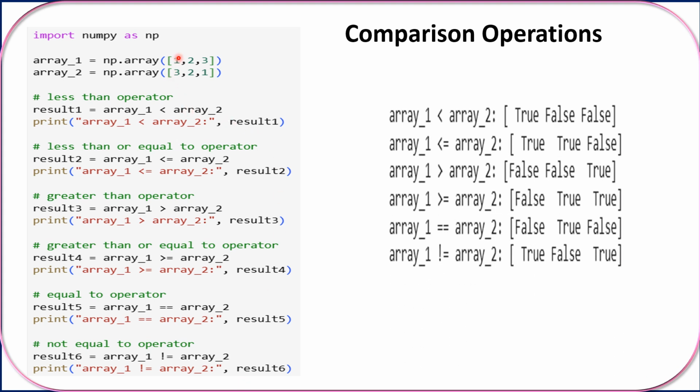Yeah, 1 is less than 3, true. 2 is less than 2, false because it is equal. And 3 is less than 1, no, it's false. And this is how it goes on for the other cases also. Fine.